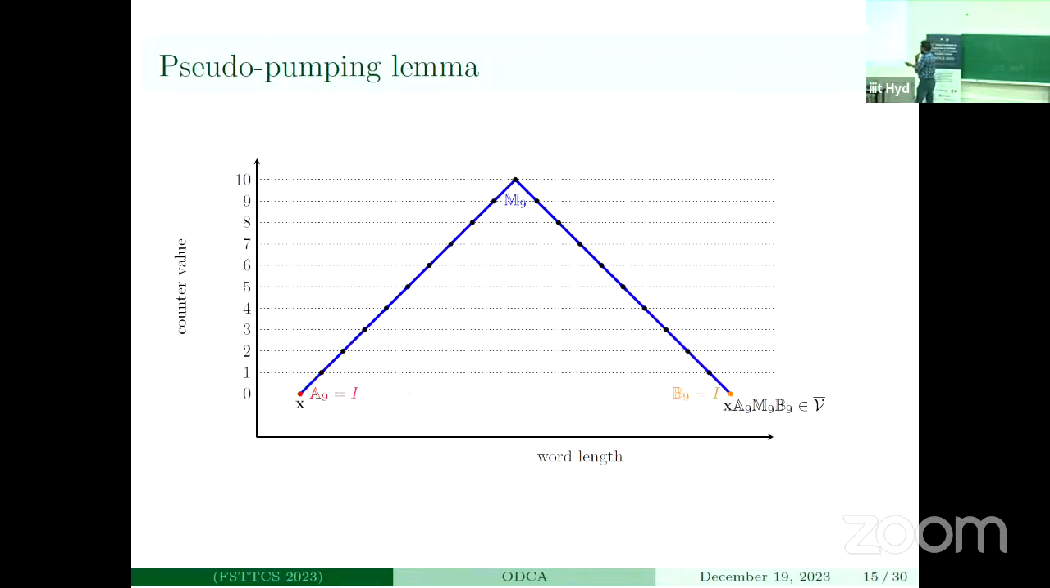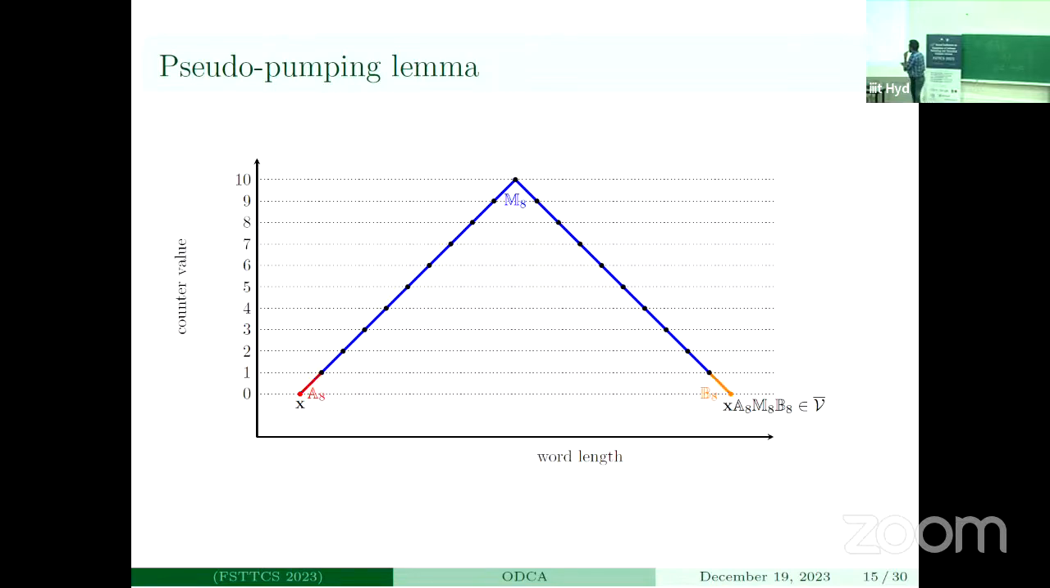Assume that you start from a configuration with weight vector X and counter value 0, and you reach a configuration which is in V bar. I look at the transition matrix of the word which takes me from counter value 0 here to counter value 0 here. Let me call that matrix M9. I initialize A9 and B9 to be identity matrices. I know that X times A9 times M9 times B9 is in V bar. So this is the initial assumption.